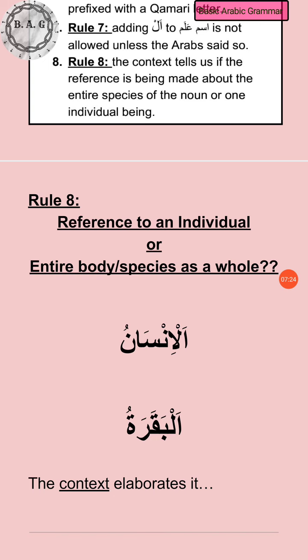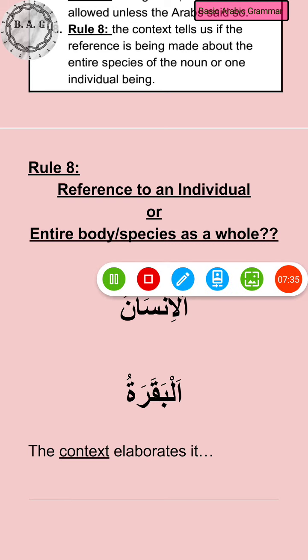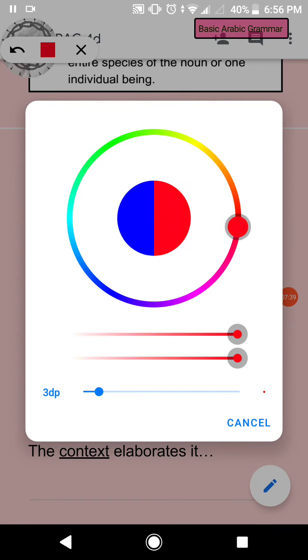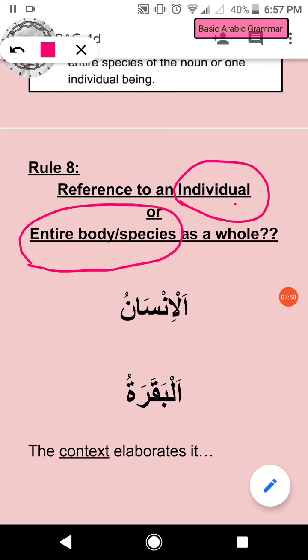So we have rule number 8, which says the context tells us if the reference is being made about the entire species of the noun or one individual being. What is this thing about? Let's discuss it. Reference to an individual or the entire body or species as a whole. What does it mean? Let's learn it with an example.